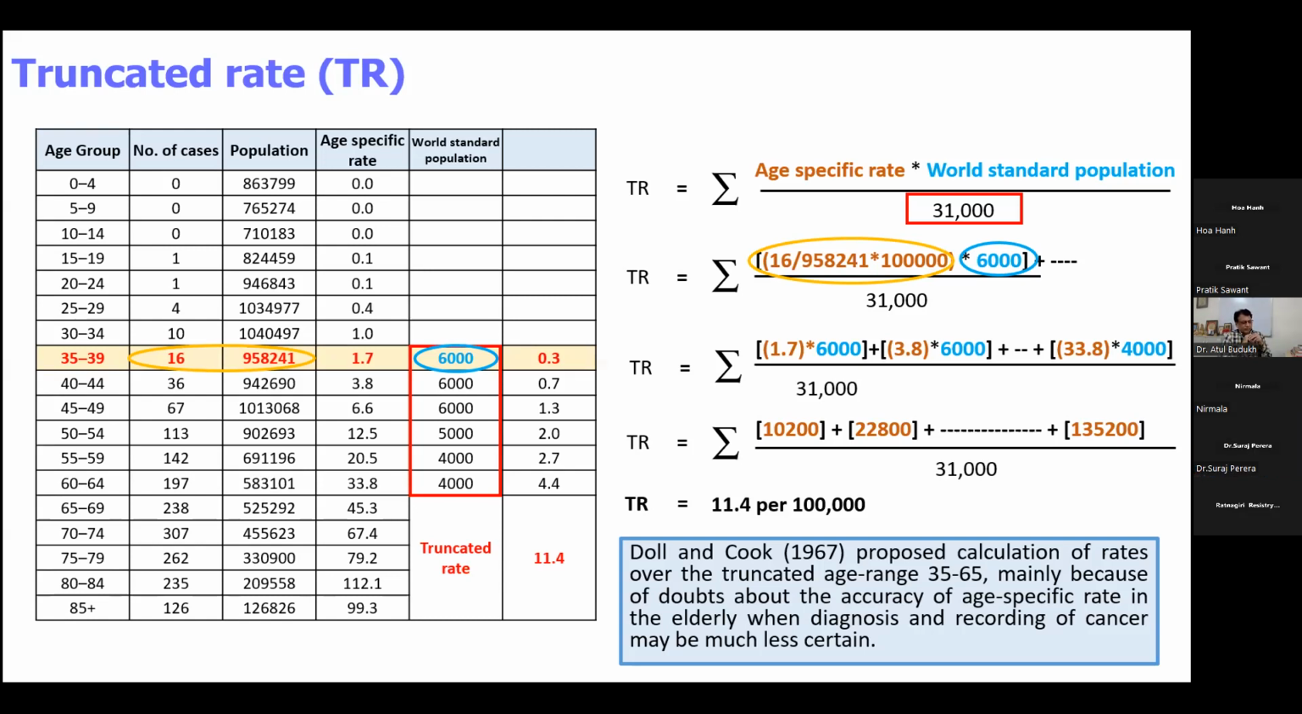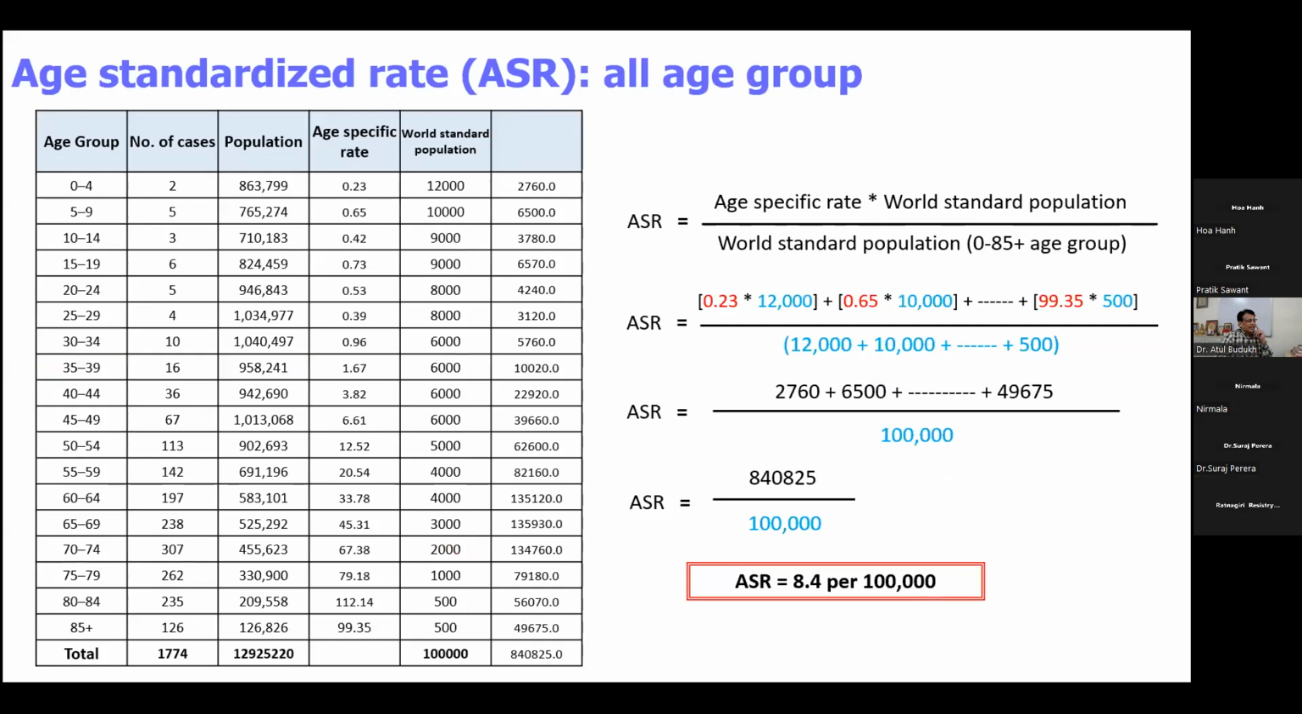Regarding the previous one, now we used to calculate age standardized rate up to 75. After 75, we used to put 75 plus. So 75 plus is fine, no doubt. Our standard population is 2000 standard. No problem. Is it correct?